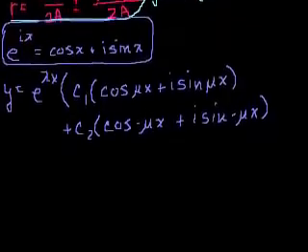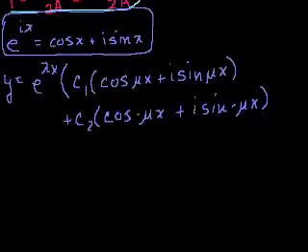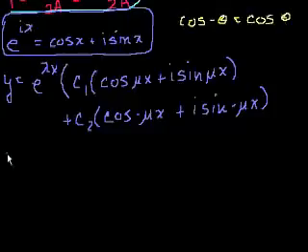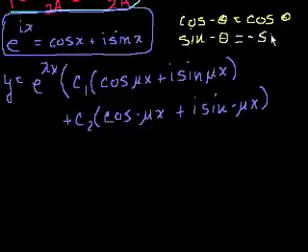And now we could use a little bit of what we know about trigonometry, right? Cosine of minus theta is equal to cosine of theta. And we also know that sine of minus theta is equal to minus sine of theta. So let's use these identities to simplify this a little bit more.